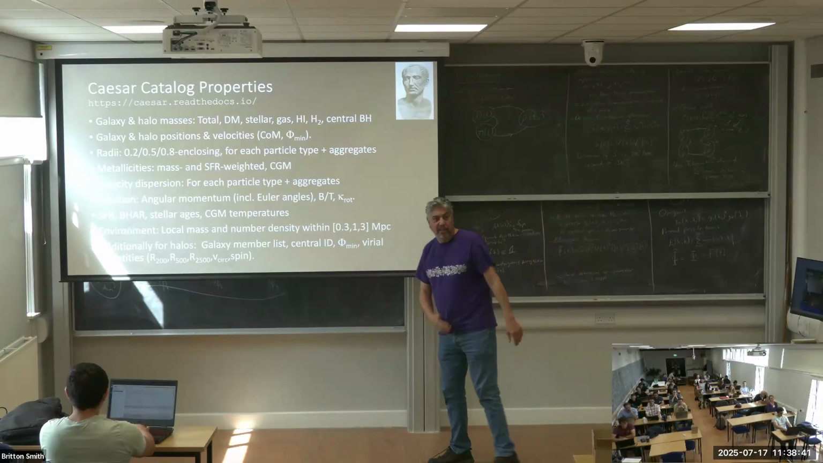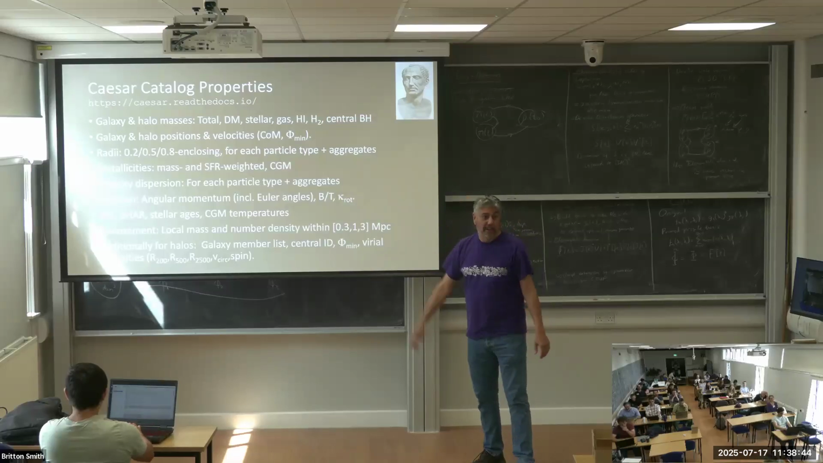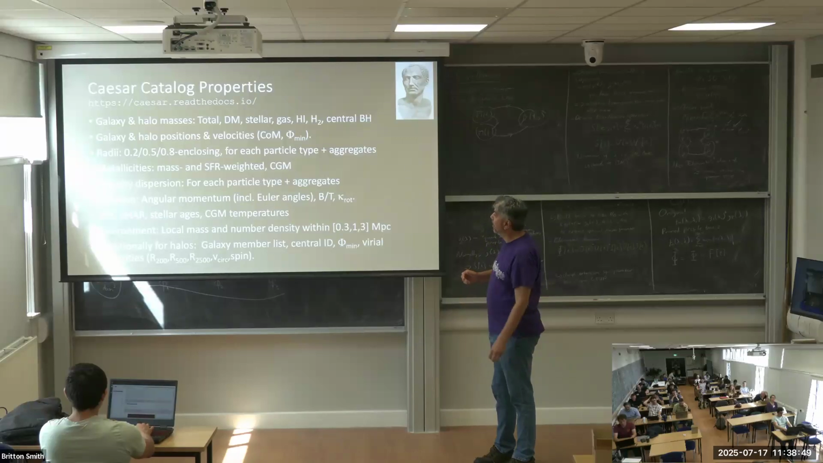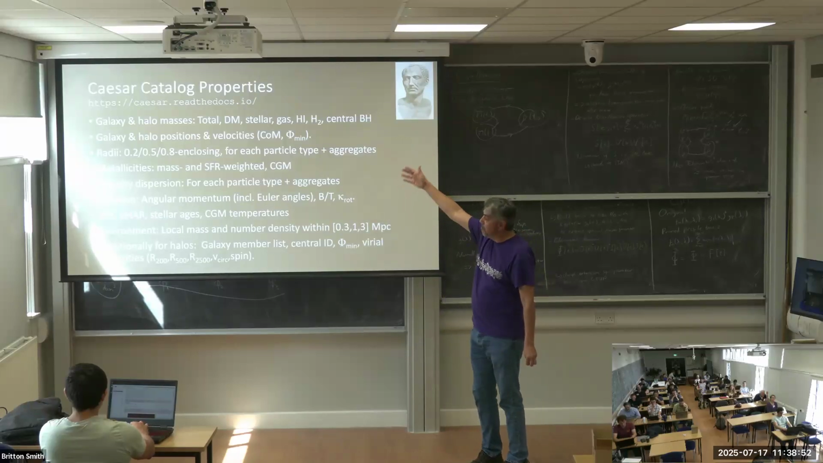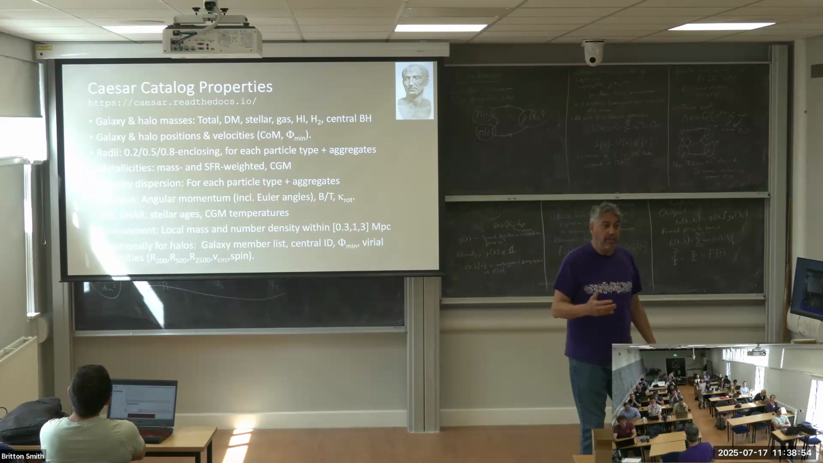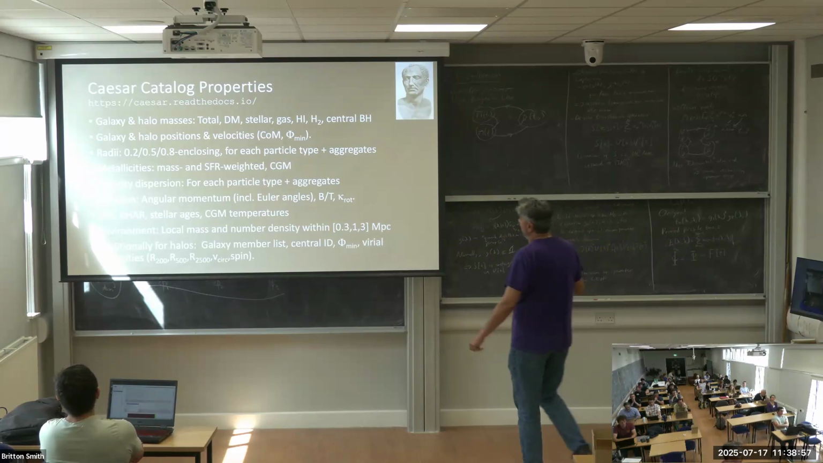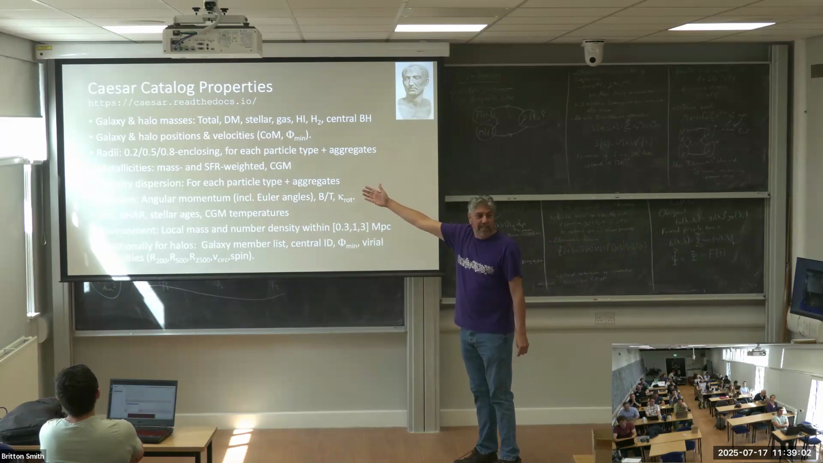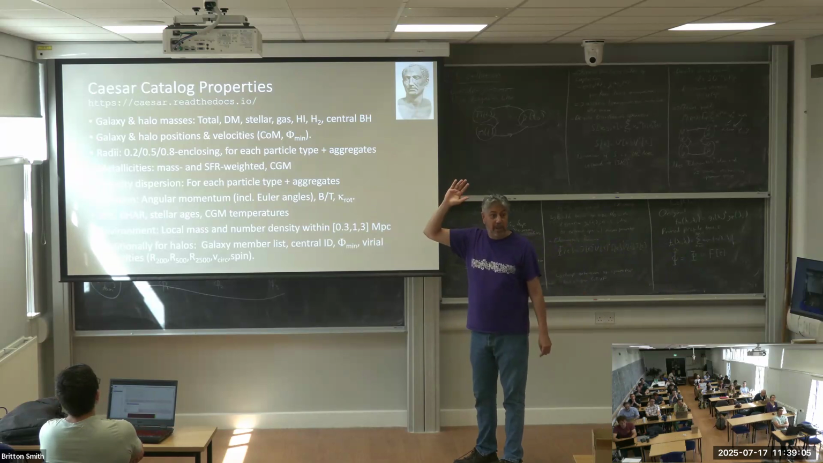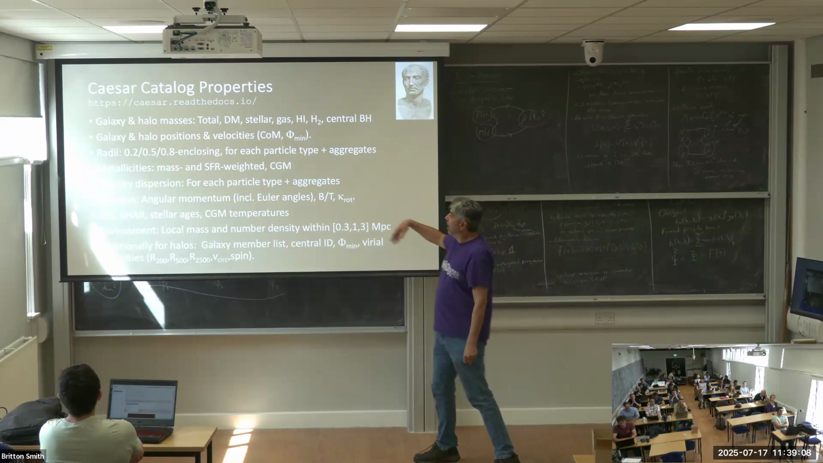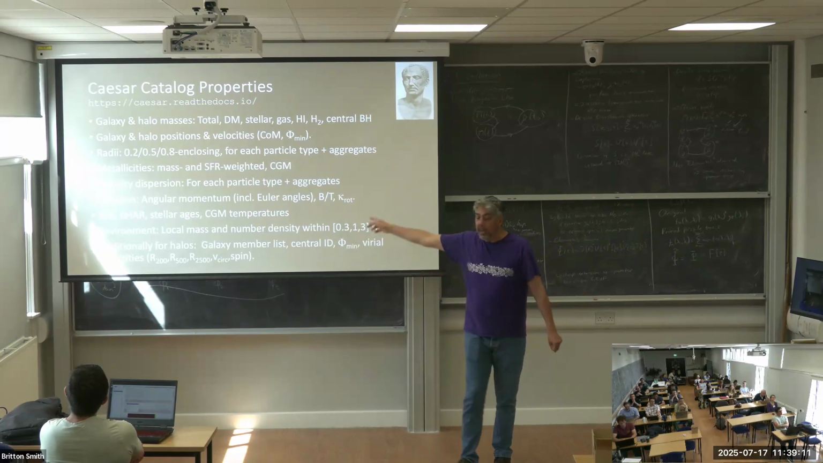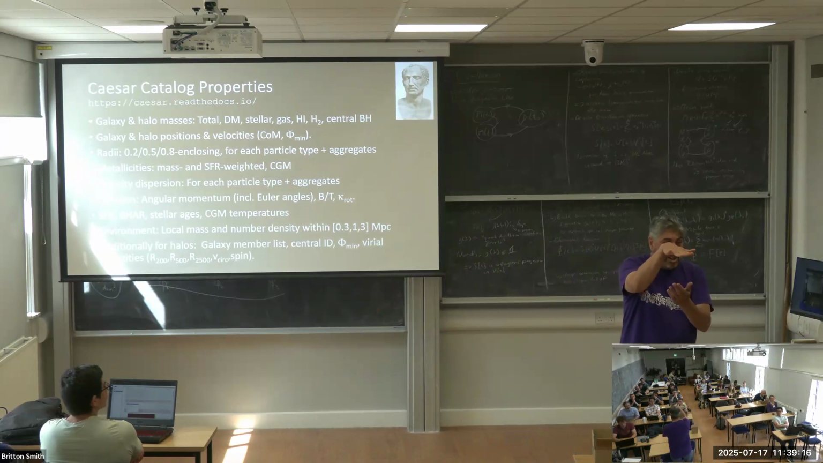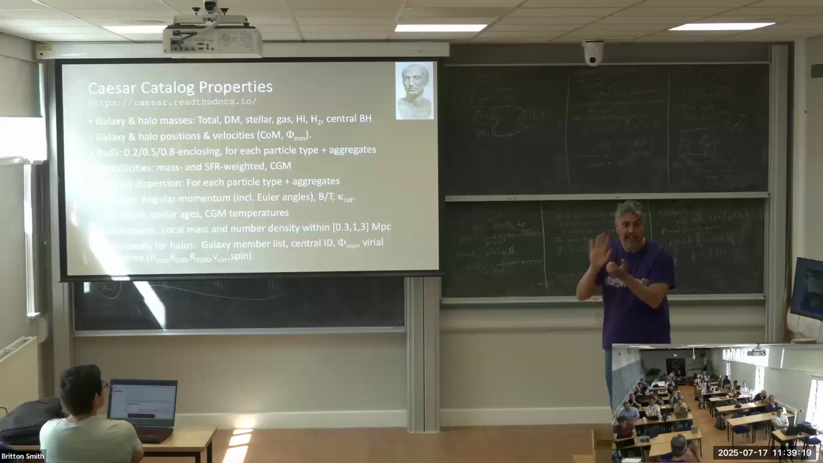Obviously things like masses, for all these various components, right? So you can have stellar, gas, black hole, etc. Obviously positions and velocities, center of mass, or the minimum potential position, which can be useful, particularly for clusters or whatever. Various radii, various metallicities, all these things are pre-computed for you for each object, both galaxies and halos. Velocity dispersions, rotations are interesting. It computes Euler angles, so if you want to rotate your galaxy so that it's face on or edge on, Caesar has some functionality that allows you to do that.